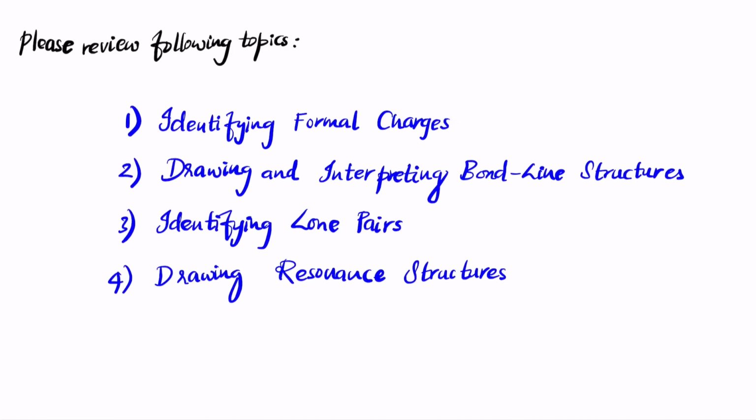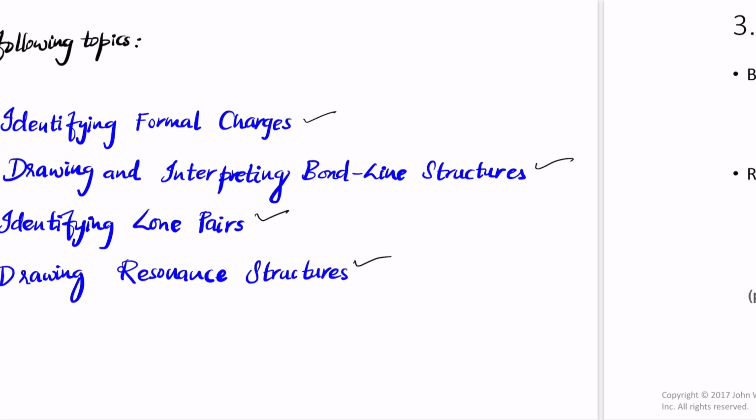Before you go into the chapter, try to review these topics: identifying formal charges from chapter 1, drawing and interpreting bond line structures from chapter 2, identifying lone pairs from chapter 2, and drawing resonance structures from chapter 2. Try to make sure that you have some idea of these topics so that it will help you in understanding this particular chapter.